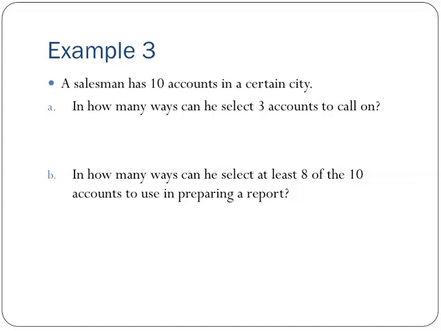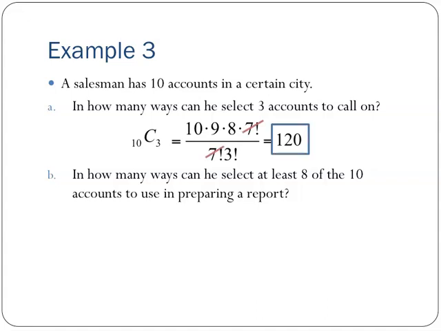It doesn't matter the order in which they're chosen. So 10 choose 3. So that's 10 times 9 times 8, all the way down to 1. And then on the bottom, we have 10 minus 3, which is 7 factorial times 3 factorial. 7 factorials will cancel, leaving us with 120. So 120 ways for him to select 3 accounts to call on.